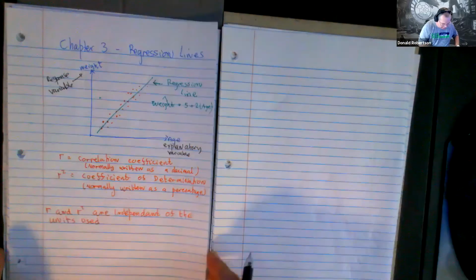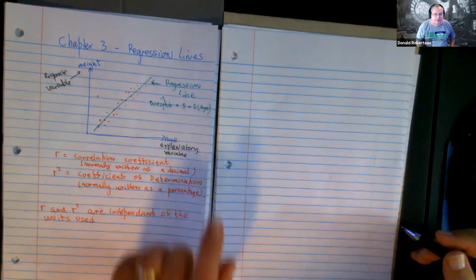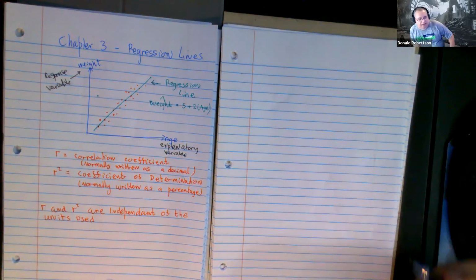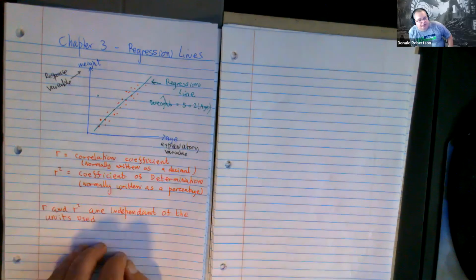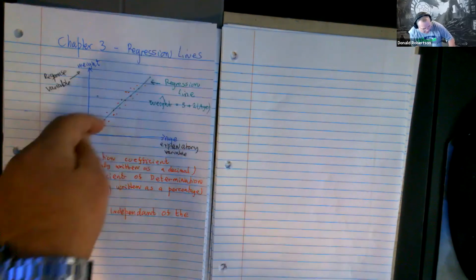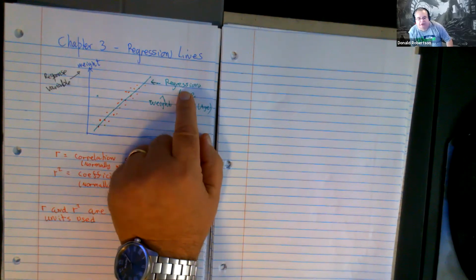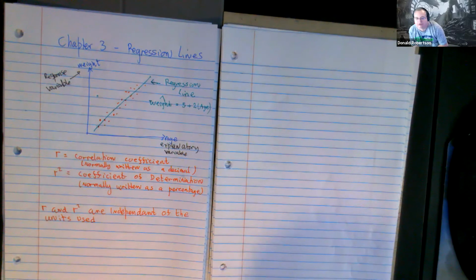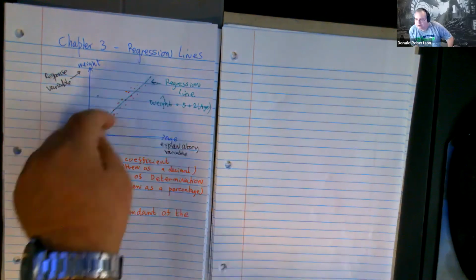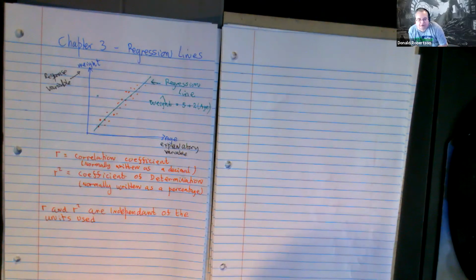Okay, so chapter 3, regression lines, continuing from where we left off. Got a kind of summary of some of the things that we've already covered. Here's a scatter plot, a nice straight line through it. WebAssign has decided that this straight line is called the regression line. So when you hear the word regression line, they're talking about this. They could have called it least squares line, best fit line.